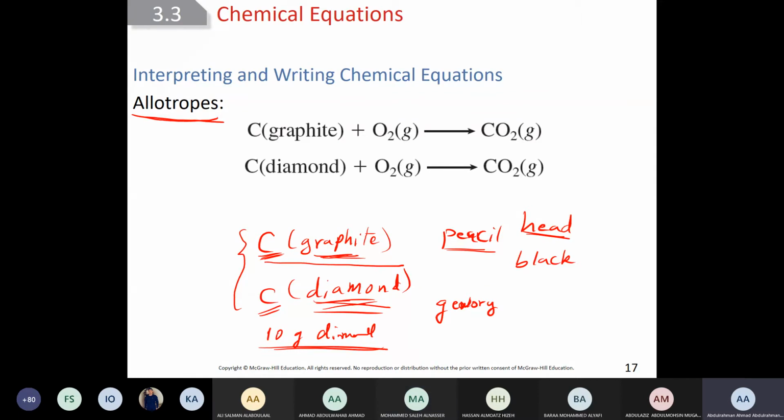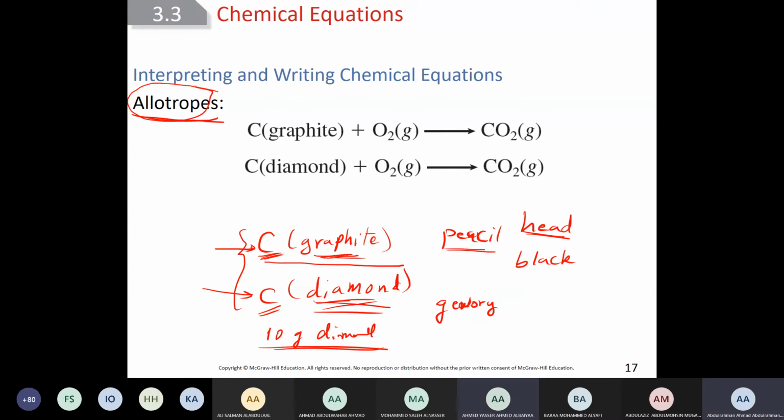All right, clear? I just want you to know, don't forget the word allotropes. Allotropes. Now, graphite: is it a compound or an element? It's an element, only one element. Both of these are elements.